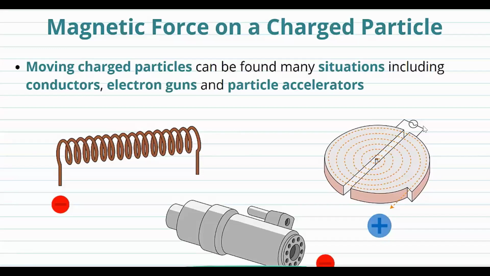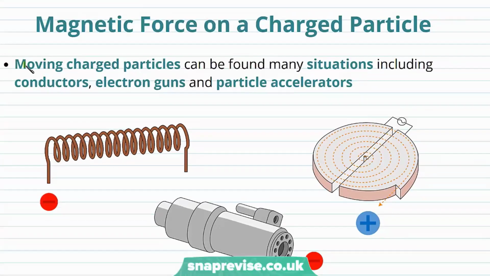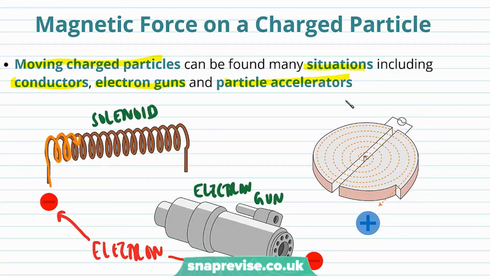Okay. Let's think about the magnetic force acting on a charged particle. Moving charged particles can be found in many situations, including conductors, electron guns, and particle accelerators. For example, as a current goes through a solenoid, electrons are travelling through the solenoid. Electrons are also fired out of electron guns. And moving charged particles are also present in particle accelerators, like the Large Hadron Collider. In this example, a proton has been accelerated out of the particle accelerator.